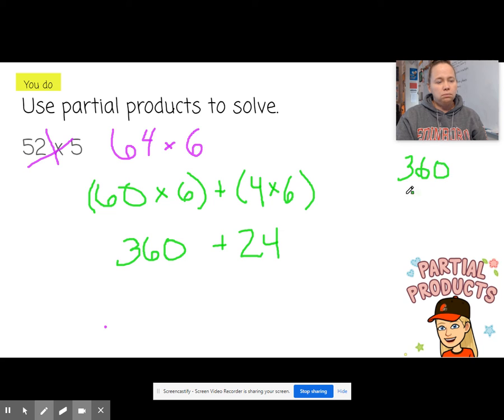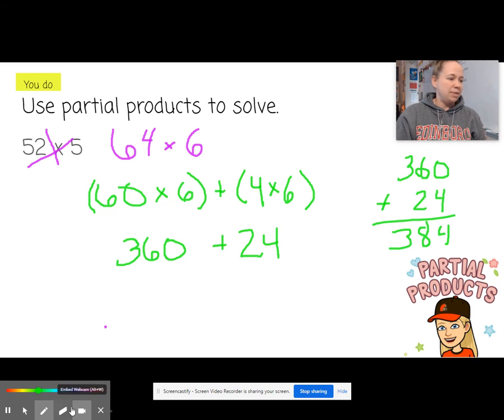Whoa. I'm getting better at writing on the computer. 0 plus 4 is 4. 6 plus 2 is 8. 3 plus 0 is 3. 384. So 64 times 6. Did you get 384? I bet you did. You are so smart.